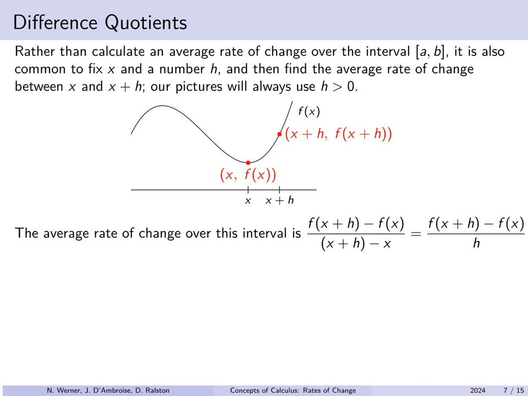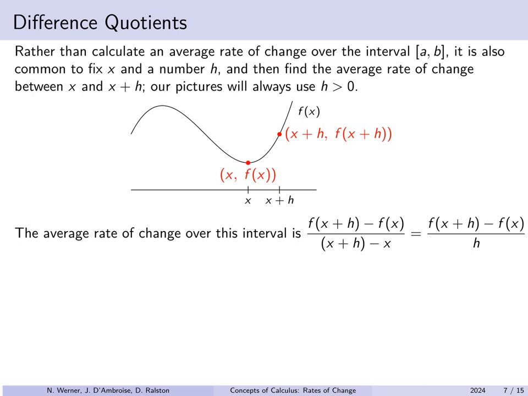Also, I remarked earlier that our picture is drawn as if h is positive, so x plus h is to the right. What if x plus h was to the left? Well, then you might compute f of x minus f of x plus h because x was to the right, but then down here you would compute x minus x plus h. At the end of the day, it would simplify to exactly the same expression here. That expression is the same whether h is positive or not. So our pictures are always drawn with h being positive.